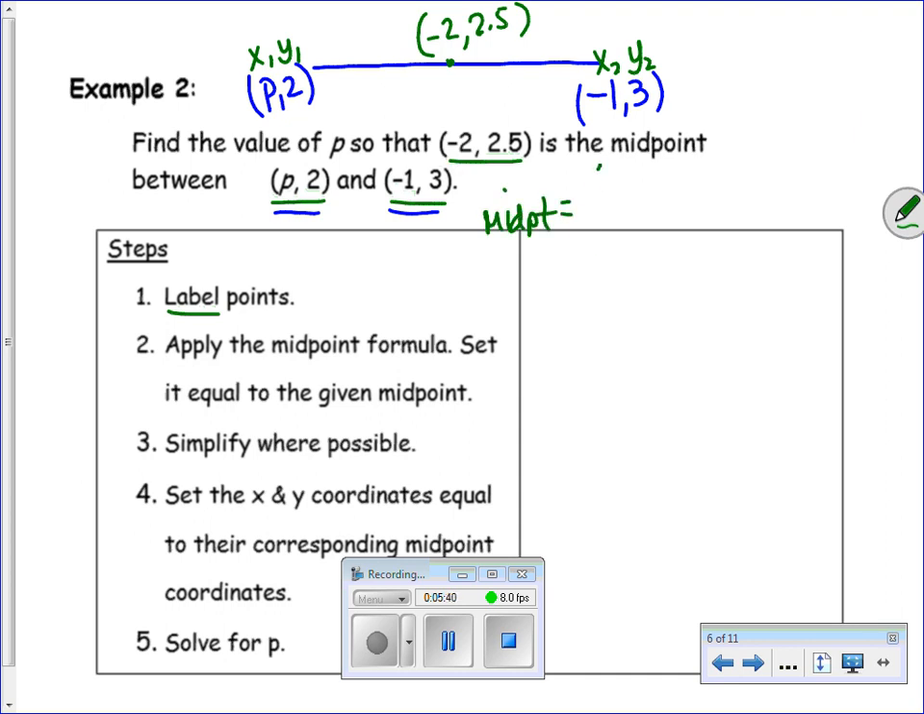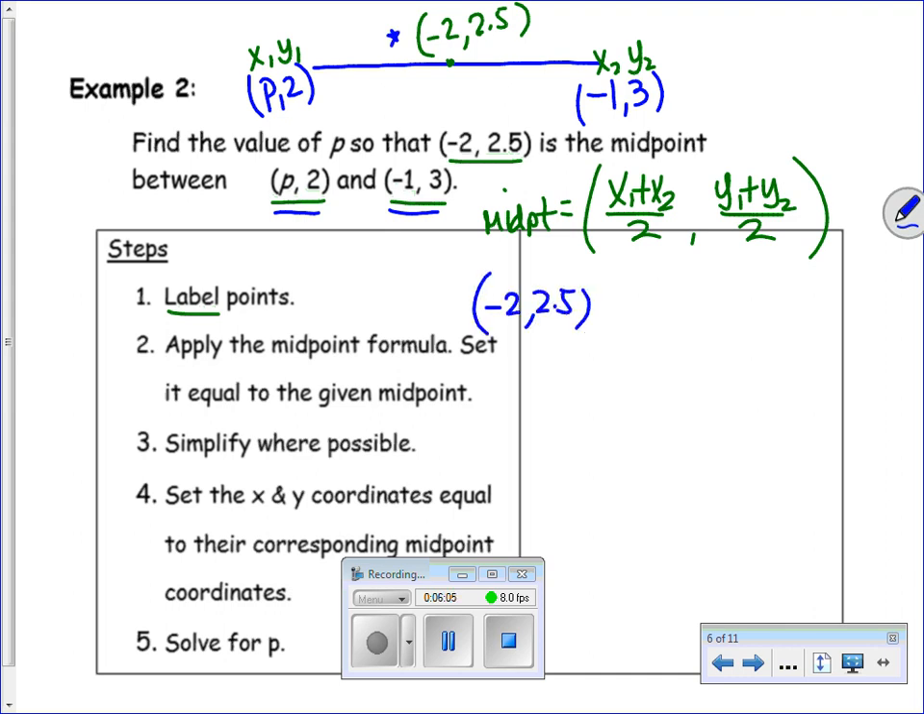My midpoint is going to be equal to the average of the x coordinates, and then my y value is the average of the y coordinates. From here, we want to substitute in our values. So in place of the midpoint, I'm going to write what they gave me, which is (-2, 2.5). This is equal to our midpoint, and we'll write in our values.